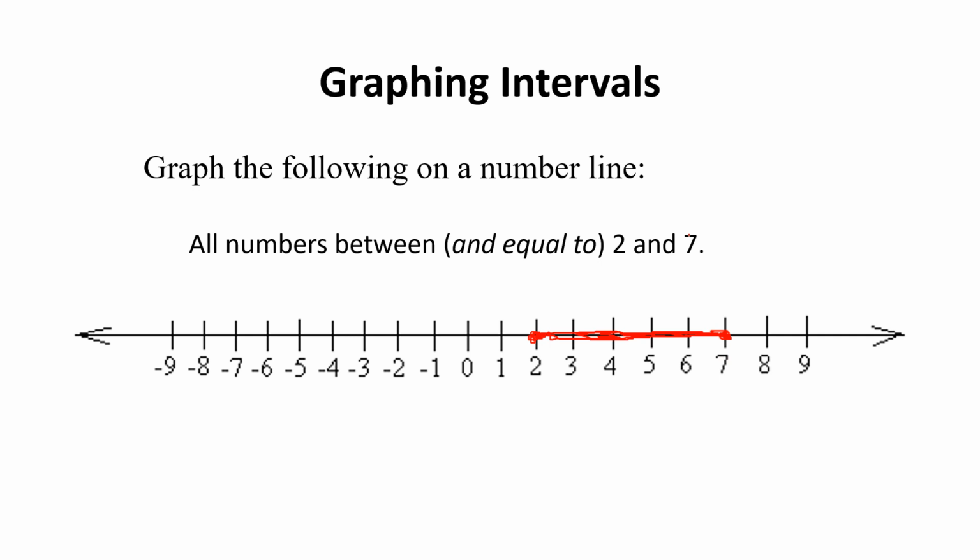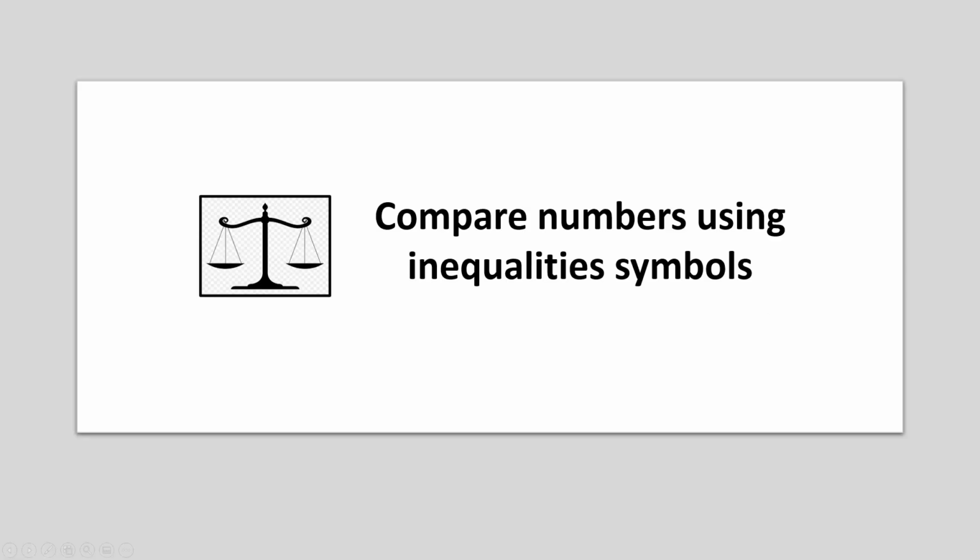Now later on when we talk about confidence intervals, a confidence interval is an interval that will be a lot like this, in between two numbers, an upper limit and a lower limit. And it can be any value in between those upper and lower limits. Let's compare numbers using inequality symbols. So let's review an inequality symbol.